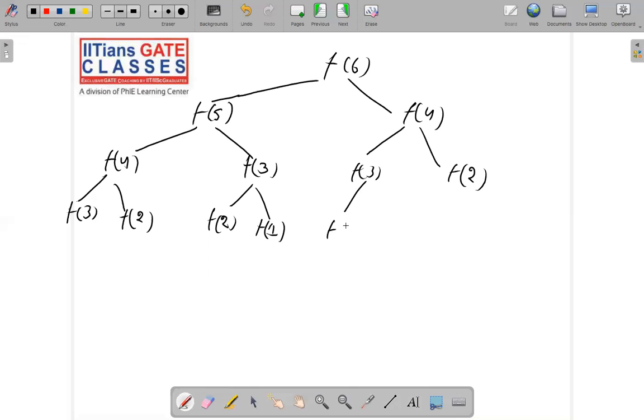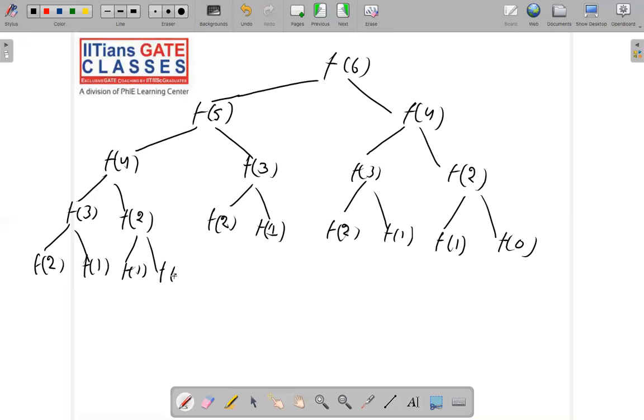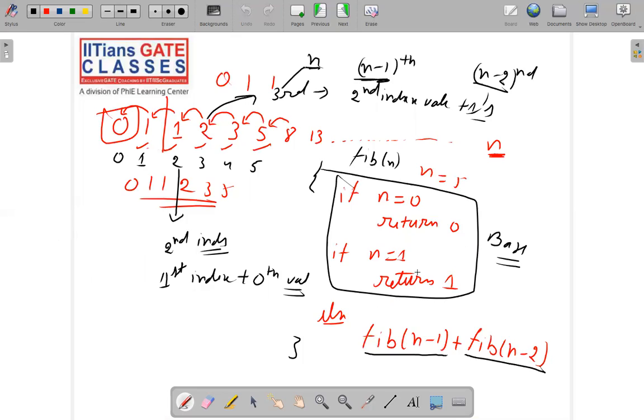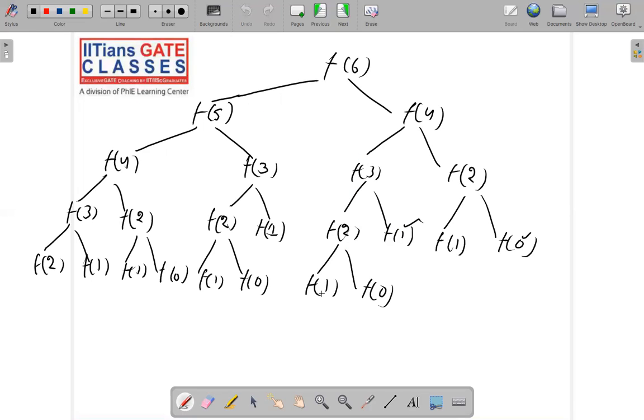For this, I will be calling Fibonacci of 2 and Fibonacci of 1. For this, I will be calling Fibonacci of 1 and Fibonacci of 0. For this, I will be calling Fibonacci of 2, Fibonacci of 1, Fibonacci of 1, Fibonacci of 0, Fibonacci of 1, Fibonacci of 0, Fibonacci of 1, Fibonacci of 0. Because we have added the base condition for 1 and 0, we won't be calling further functions. For 1, we will be returning 1, and for 0, we will be returning 0.